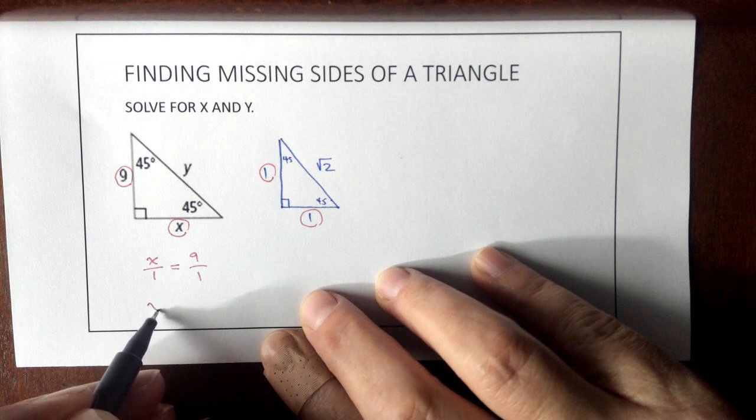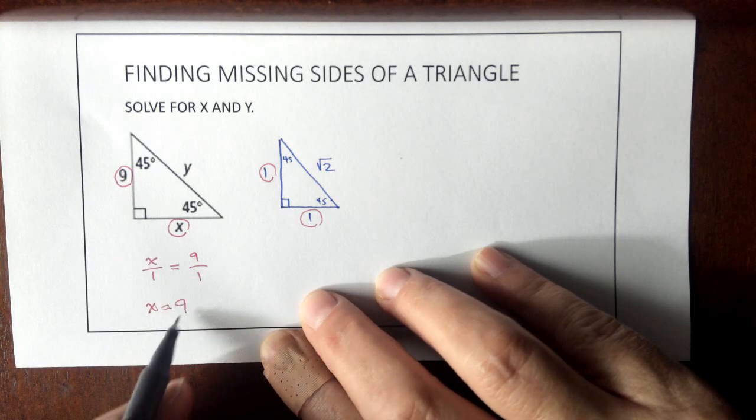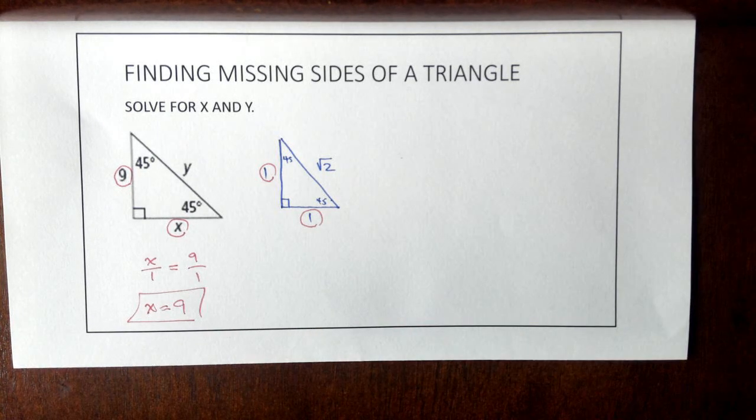X times 1 is x. 9 times 1 is 9. X equals 9. Done with x.